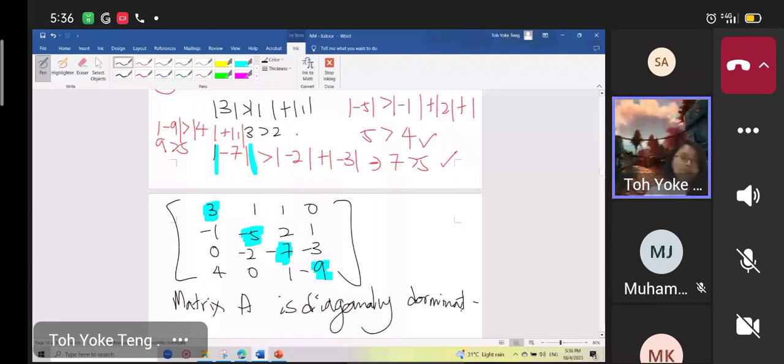So the important thing here is that please make sure that before you get the calculator formula, the equations you obtain in your calculator formula fulfill the condition for the diagonally dominance.